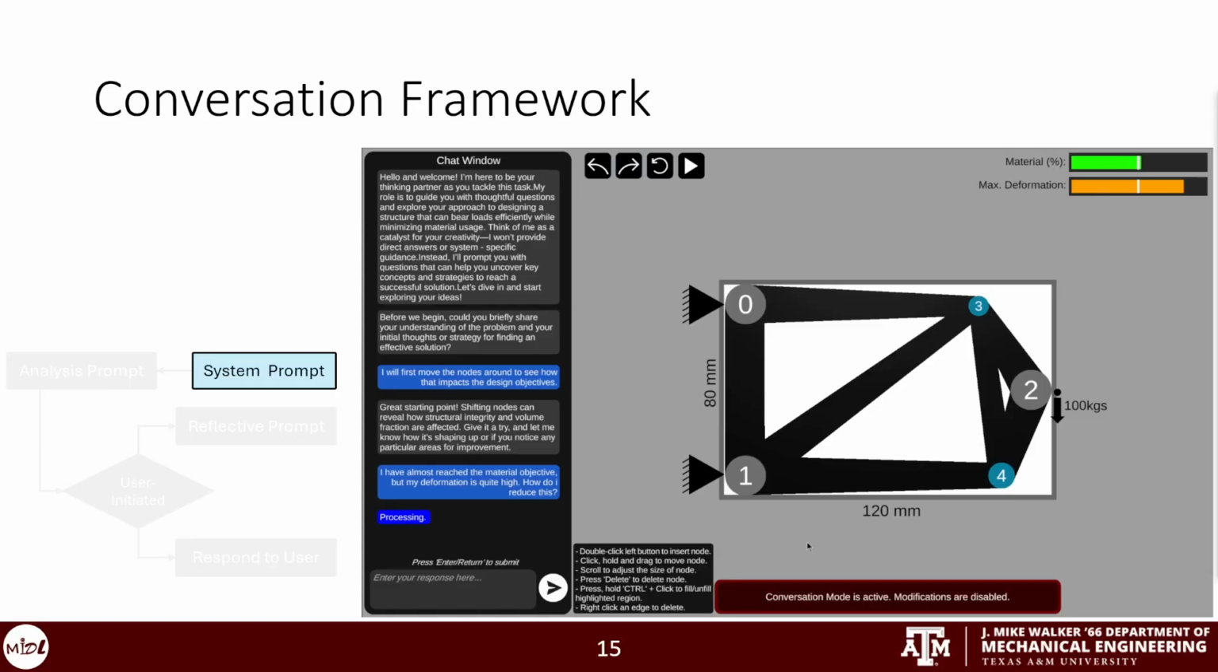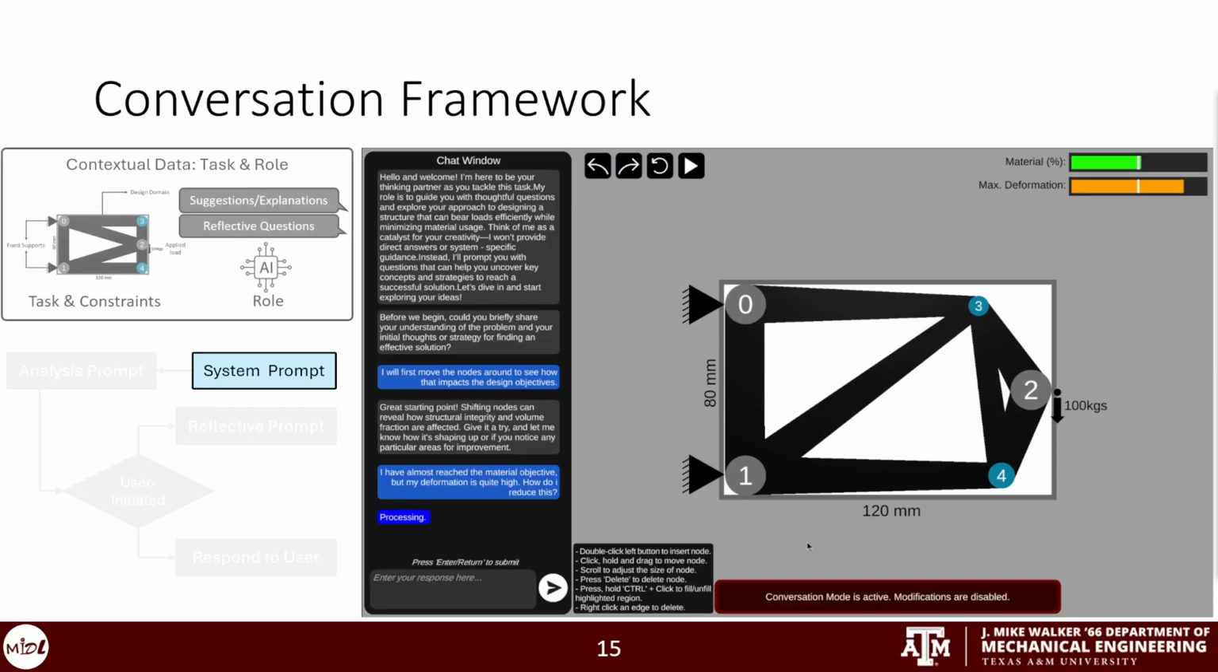Right. So the way our conversation framework tackles this is through a multi-prompt approach. We start off with a system prompt where we provided contextual information about the task that the user is completing, the constraints of the problem, and so on, along with the role of the agent. What this does is it sets the general context for the user-AI conversations.